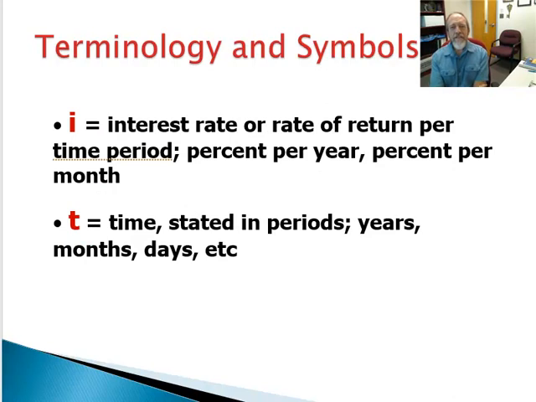So i is the interest rate, the rate of return for that specific time period. And t is the time, given in the number of periods. So if you're talking about a daily interest rate, the time is given in days. If you're talking about monthly, the same applies. Again, it's not considered to be terribly hard. All right, that is the basics right there.